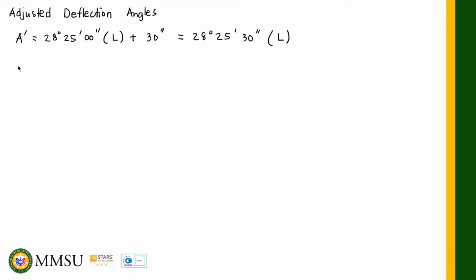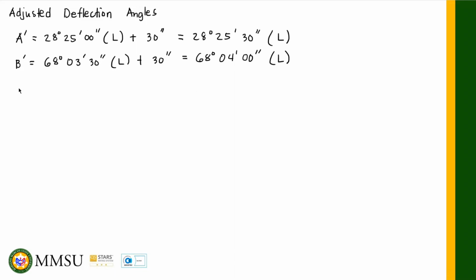For the second angle, B prime, we have an original observed angle of 68 degrees, 03 minutes, and 30 seconds, and this is also to the left. That is why we need to add the 30-second correction, and this is now equal to 68 degrees, 04 minutes, and 00 seconds, still to the left.